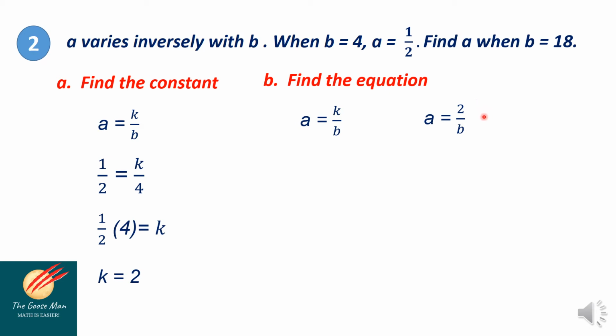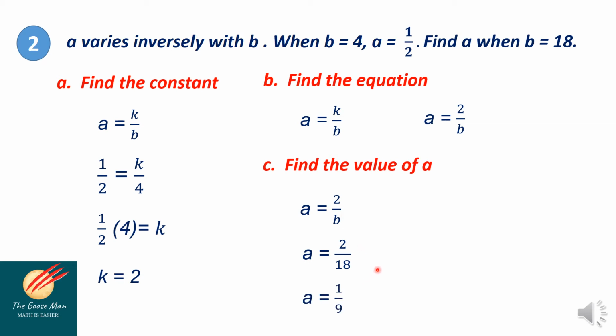Now that we know the equation, let's move on to find the value of a. So again, a is equal to 2 all over b, where b is equal to 18. Let's divide both numerator and denominator by 2. So a is equal to 1 over 9.